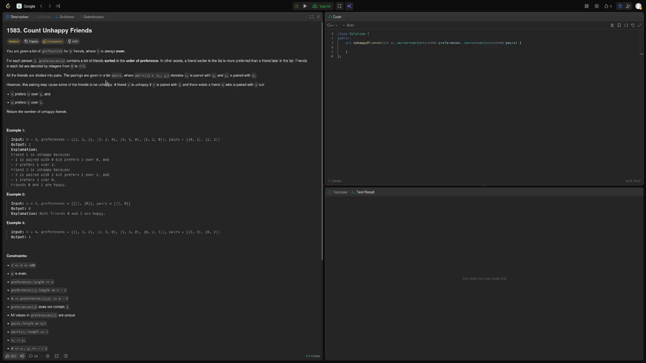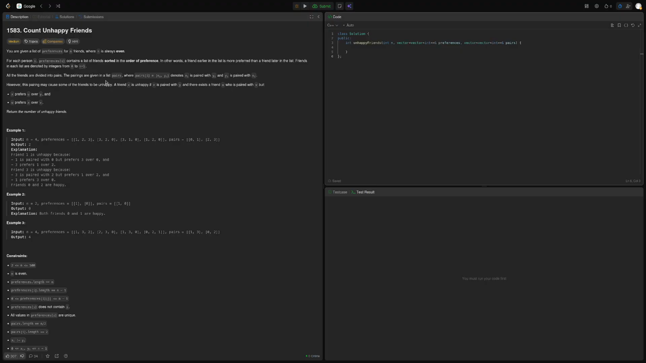Today we are doing a medium problem: find the count of unhappy friends. You are given a list of preferences for n friends, where n is always even. For each person i, preferences[i] is the list of friends sorted in order of preference. In other words, a friend earlier in the list is more preferred than a friend later in the list. Friends in each list are identified by integers 0 to n minus 1.